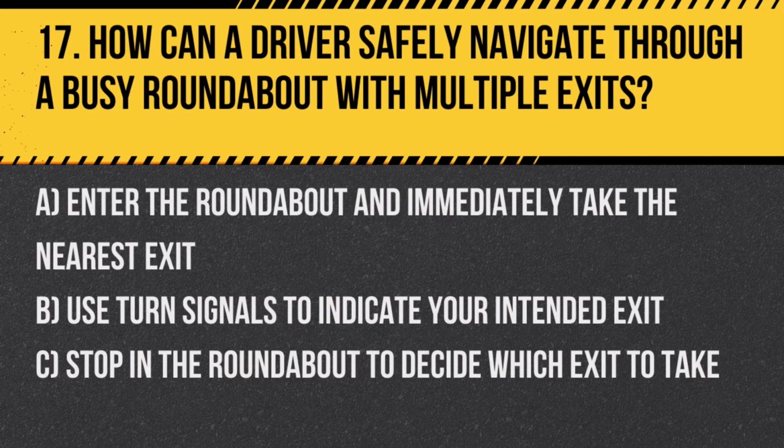Question 17. How can a driver safely navigate through a busy roundabout with multiple exits? A. Enter the roundabout and immediately take the nearest exit. B. Use turn signals to indicate your intended exit. C. Stop in the roundabout to decide which exit to take. Answer. B. Use turn signals to indicate your intended exit. This helps inform other drivers of your movements.